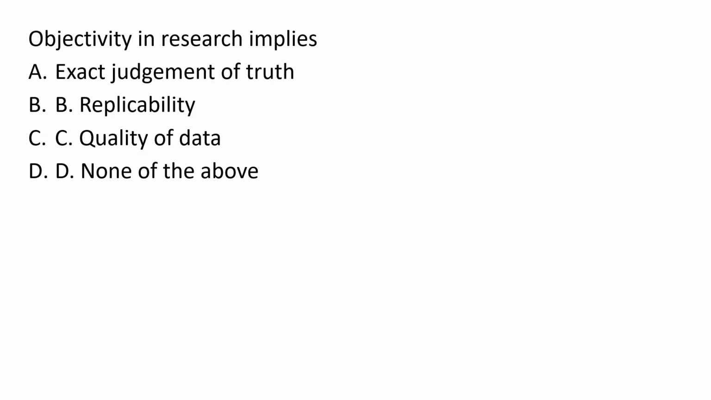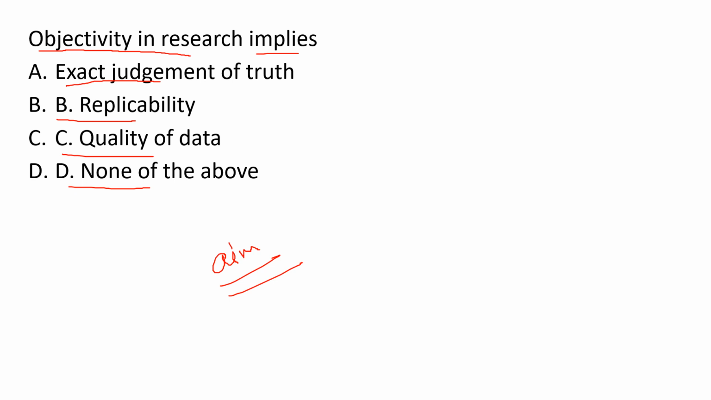Objectivity in the research implies. So here in this question they ask you about objectivity in the research, which implies, for which the first option is exact judgment of the truth, second one is replicability, third one is quality of the data, and the last one is none of the above. So here the objectivity means the aim, okay, the aim, what the researcher wants to find out, what are the different objectives of his research.